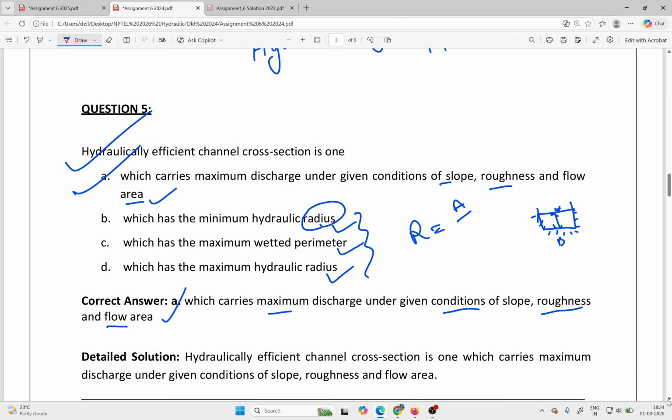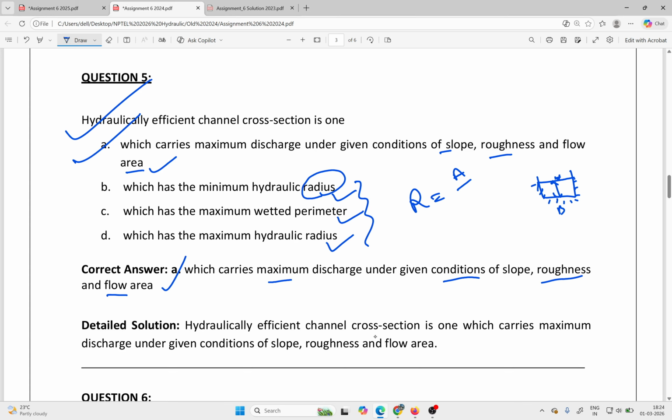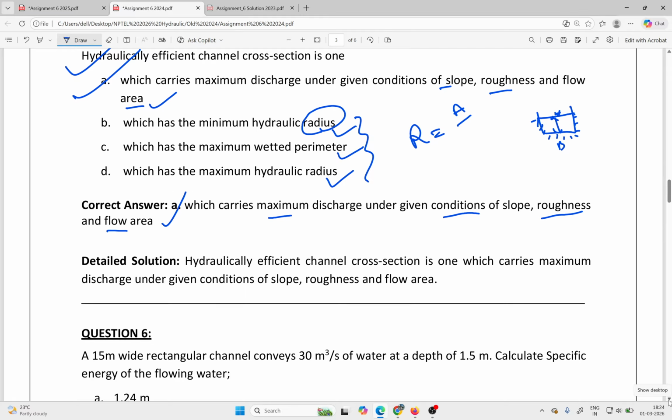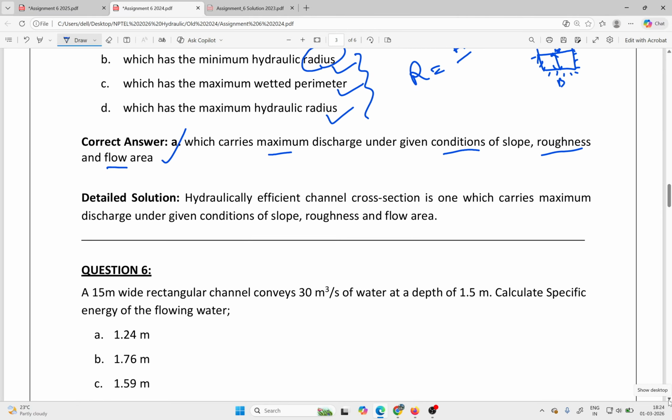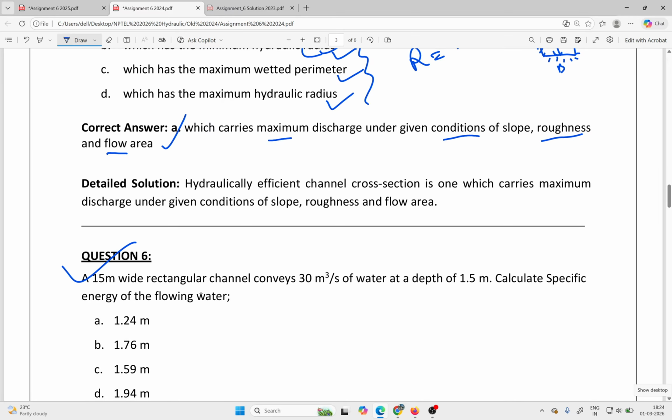Let us move on to the next one. Here you can see, a hydraulically efficient channel cross section is one which carries a maximum discharge under given conditions of slope, roughness, and flow area. Question 6, very easy question. A 15-meter wide rectangular channel conveys 30 meter cube per second of water at a depth of 1.5 meter. Calculate the specific energy of the water. Option A 1.24 meter, B 1.76 meter, C 1.59 meter, D 1.94 meter.